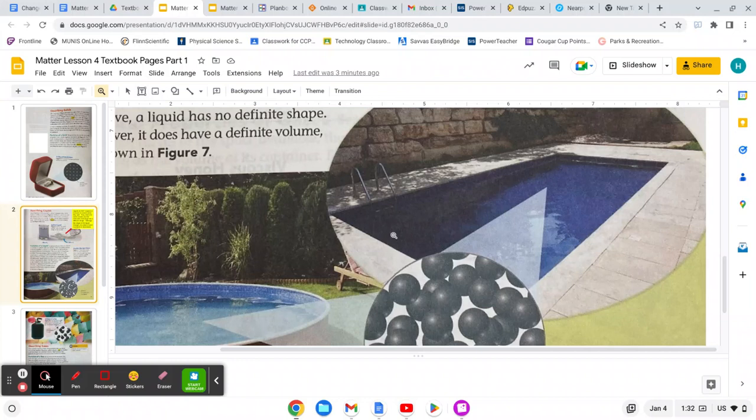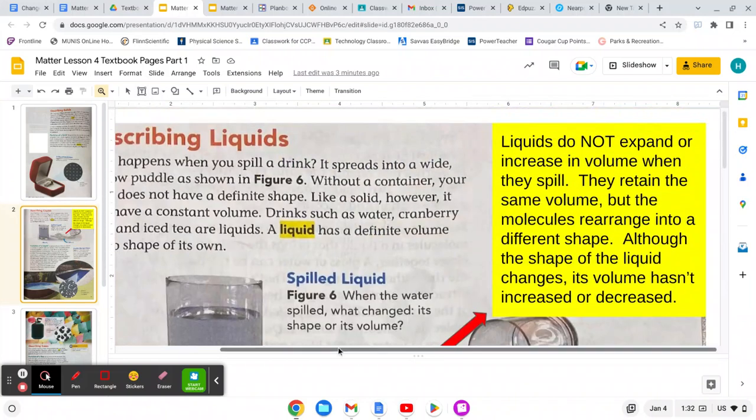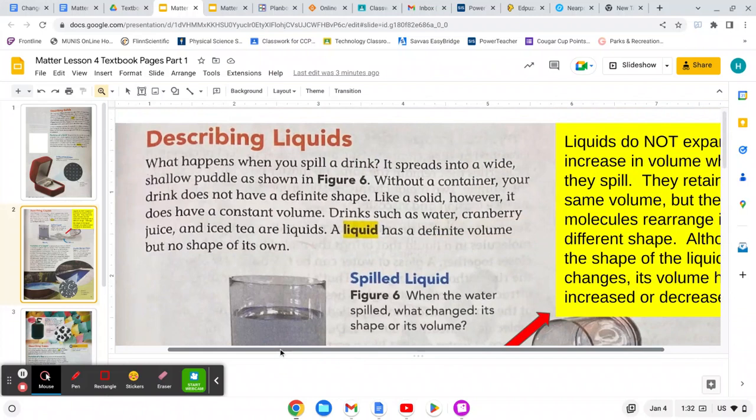So moving on to slide number 2, talking a little bit about liquids. Without a container, if you have a drink, it's not going to keep a definite shape. So like a solid, it does have a constant volume, and I'll explain a little bit more about that in a minute. A liquid does have a definite volume, but no shape of its own.